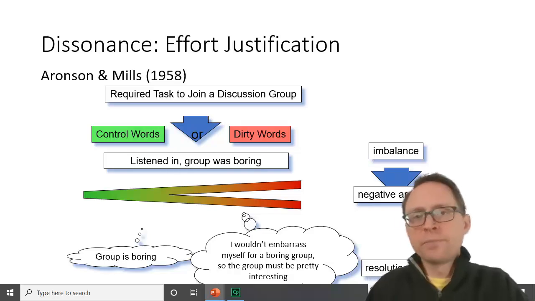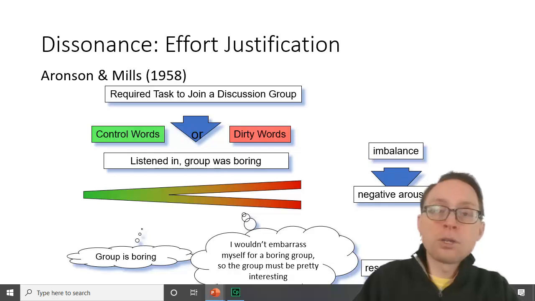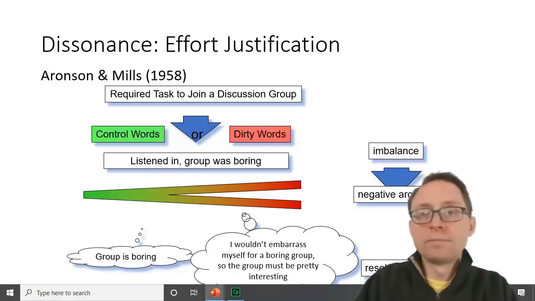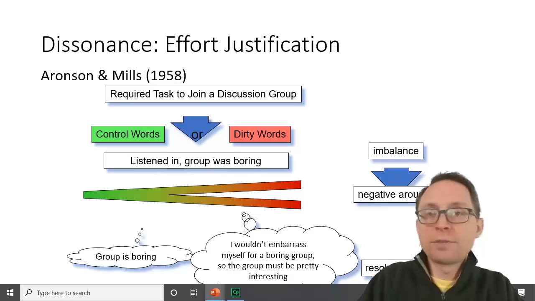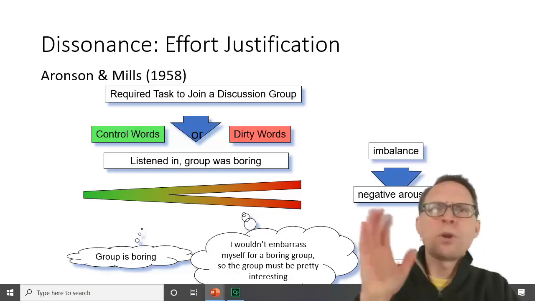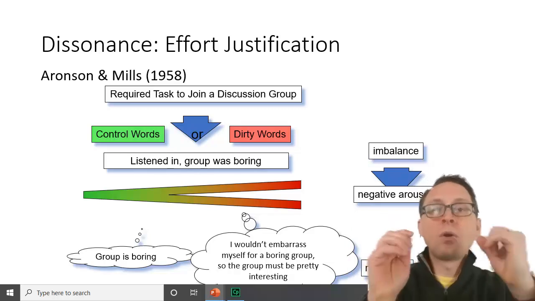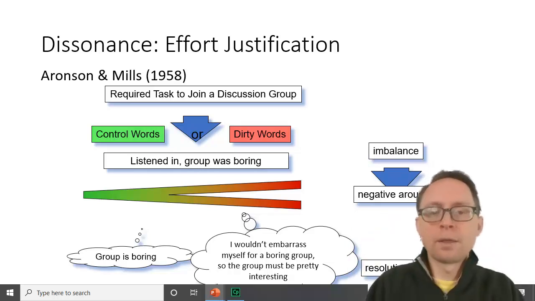So what does this mean? Does this ever happen in college today? Well, hazing. People do a bunch of nasty things that they normally wouldn't do. Why did I do it? Oh, I must really like the group. People tend to like groups more if they go through more effort to be a part of them. Why? Because it resolves their dissonance. Why would I go through all this nasty stuff to do this thing? Oh, I know. I must really like the group.